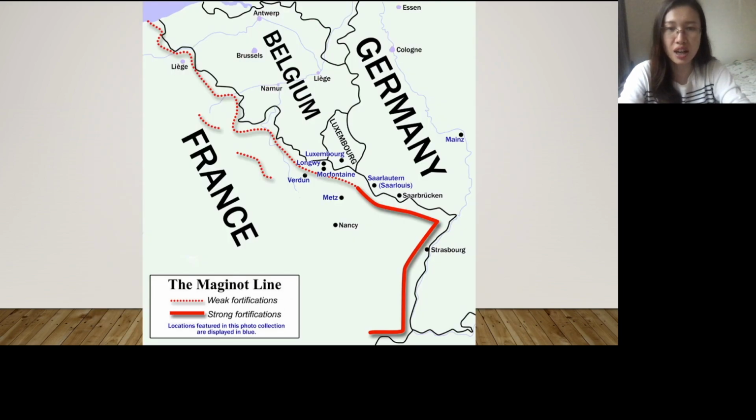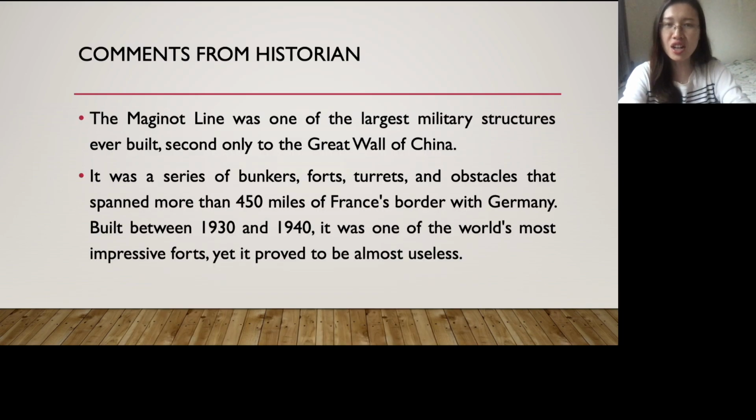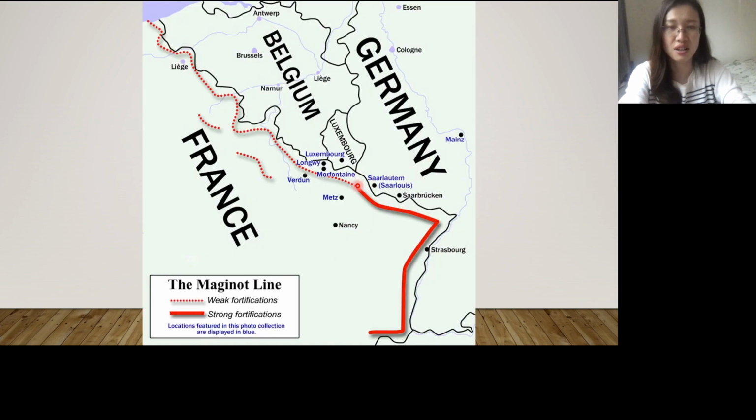They built the Maginot Line. The Maginot Line was one of the largest military structures ever built, second only to the Great Wall of China. It includes a series of bunkers, forts, turrets, and also obstacles that span more than 450 miles of France's border with Germany.